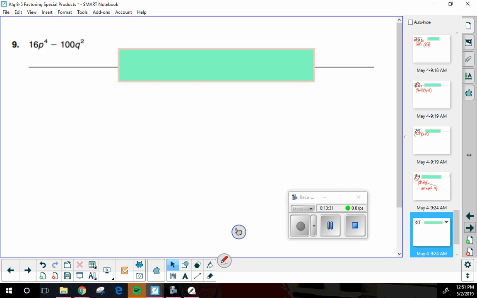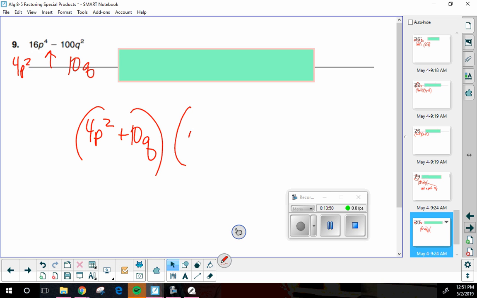And then our final example is, this is 4p squared. Yep, and that's going to be 10q's, and there's no middle term. So this would be the difference of two squares, 4p squared plus 10q, and 4p squared minus 10q. And that concludes our factoring special products, which was just the opposite of when we learned how to multiply special products.